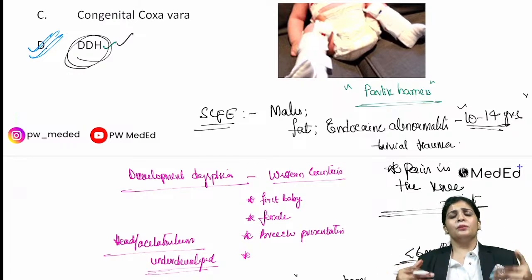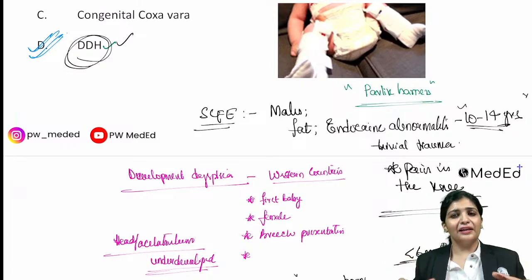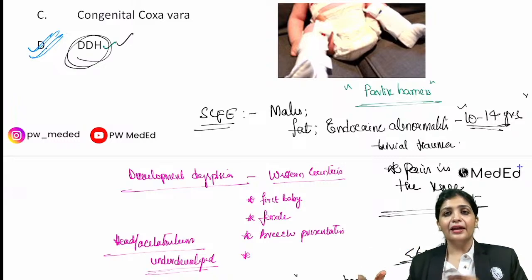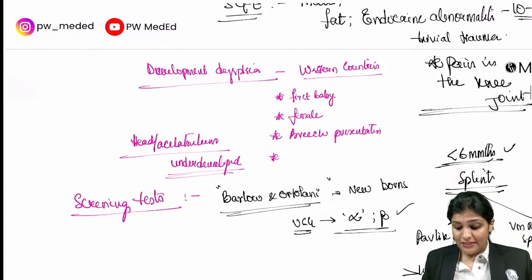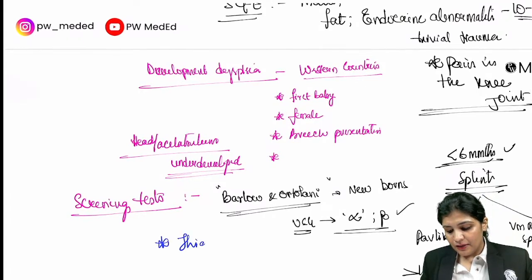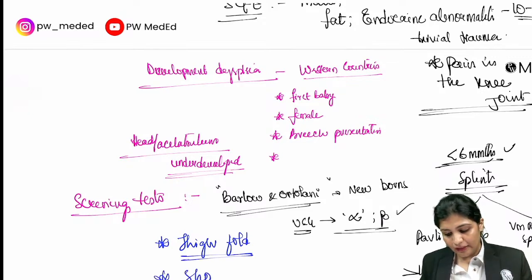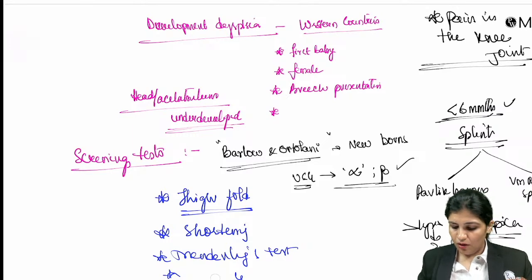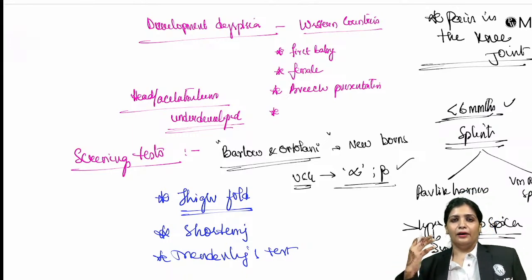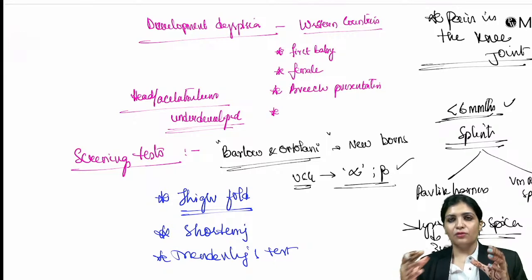Right? In DDH, it will be a newborn baby. Maybe on screening they have identified it, or on ultrasound they have identified it. But if the patient attains the age of walking, then you can see certain signs: increased thigh folds, shortening, and a positive Trendelenburg test, and then you see what is called Allis sign. So these are all you see in case of DDH, when the baby is at the walking stage.